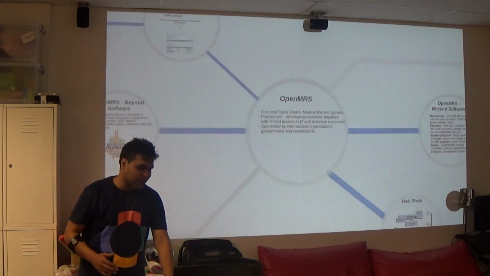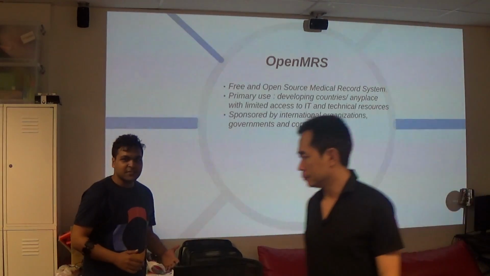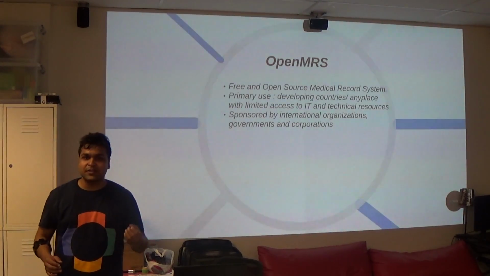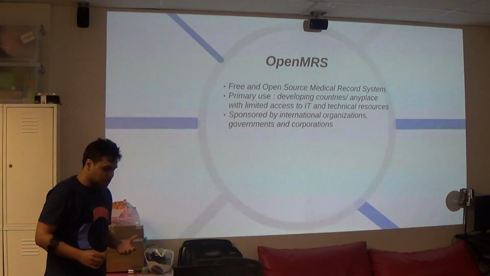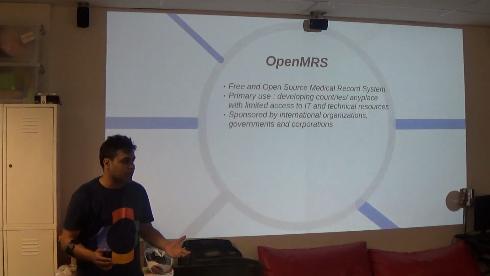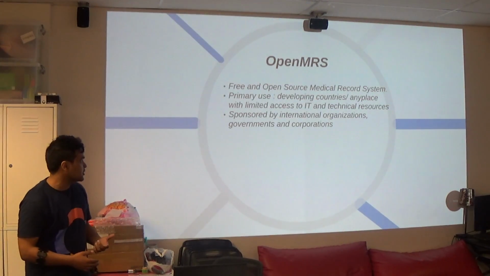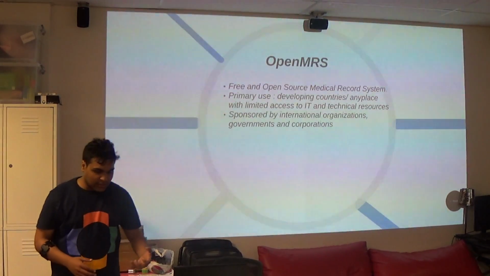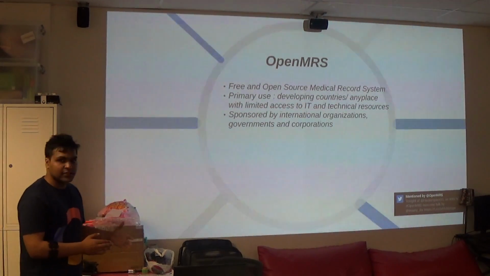So, what is OpenMRS is probably the first question that's coming to your mind. Let's address that. So, OpenMRS is a free and open source software. It's a medical record system. That's what the MRS stands for. So, the primary use of OpenMRS is to provide countries or basically any place in the world where people lack resources or the IT training or the IT infrastructure to implement a medical record system. So OpenMRS enables these places to have proper recording of their medical data.